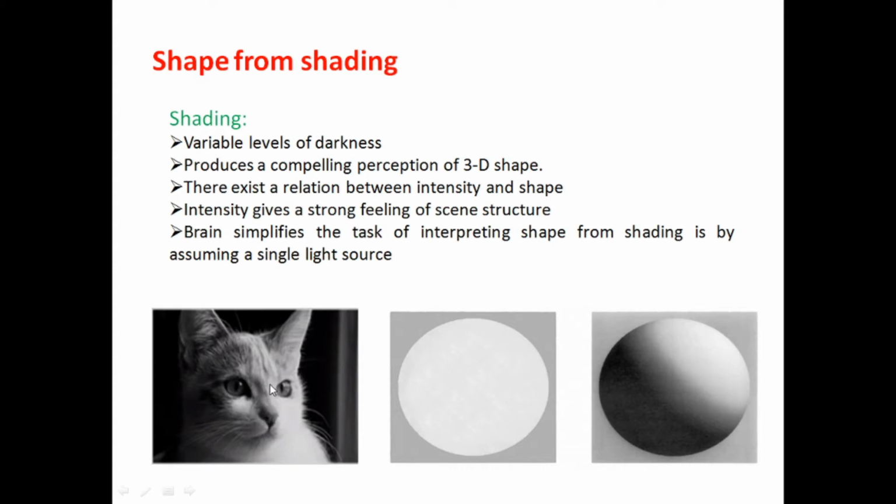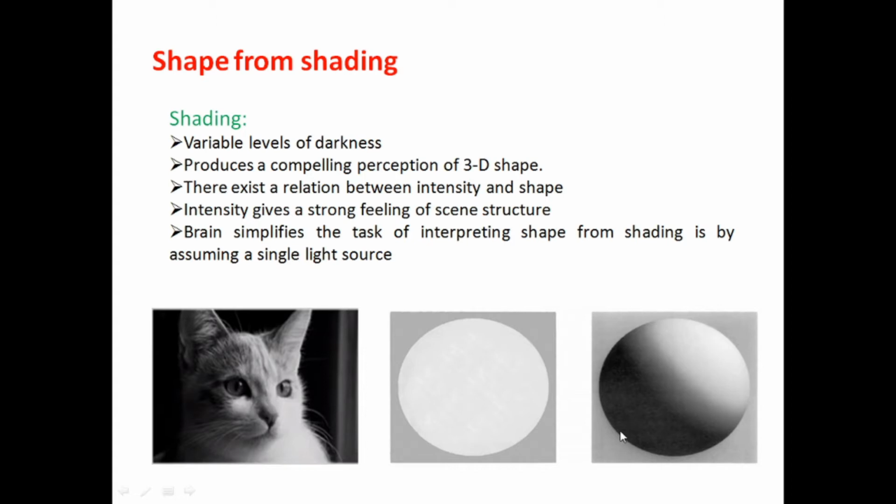In the first image I have a cat, and in the second image you can see a circular shape. I don't know what exactly it is. It may be a circular plate with some thickness, or it may be a sphere, but I don't know. If I want to know what actually the shape present in the image is, definitely I have to have the variable levels of darkness. The same thing I have depicted here.